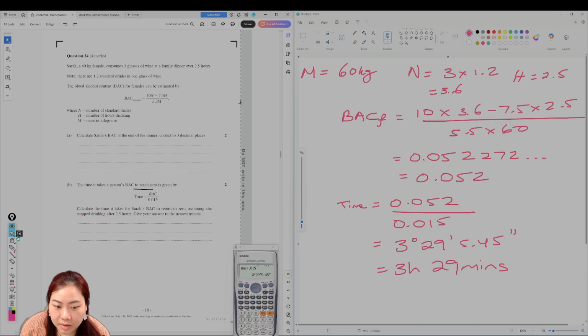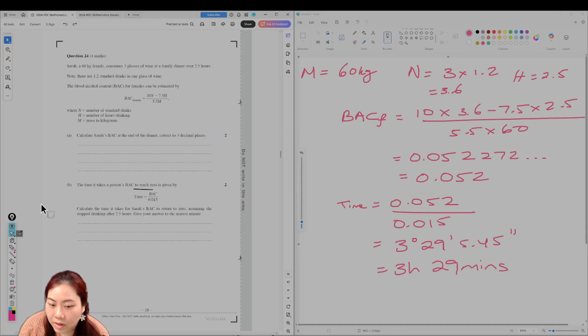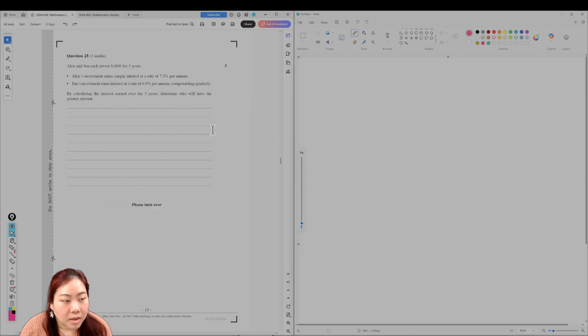To the nearest minute. Let's see. 3 hours and 28. It's because I didn't use the rounded number. If I had used the rounded number, I probably would have gotten 3 hours and 28 minutes. Close enough. Question 25, 3 marks.